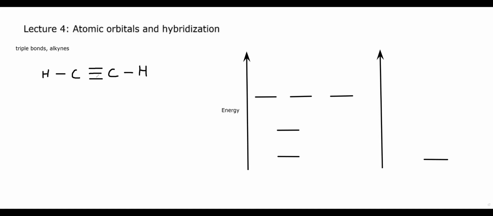So looking at this triple bond, we have carbon triple bonded to carbon. We have a hydrogen on either side. The first thing to consider is the typical diagram. Let's fill that in over here: 1s, 2s, 2p.